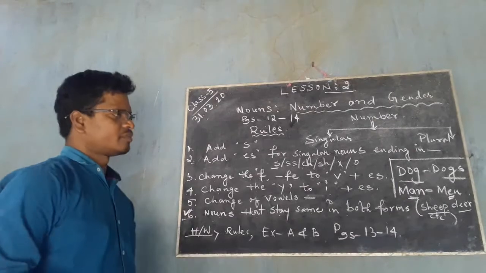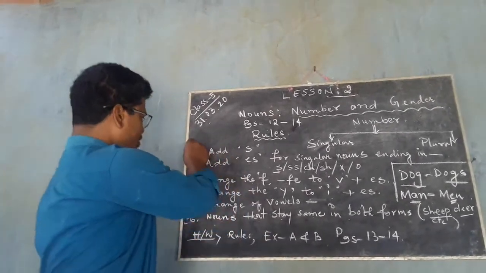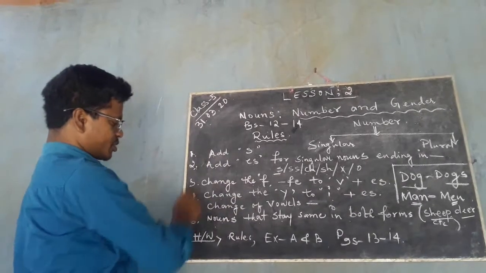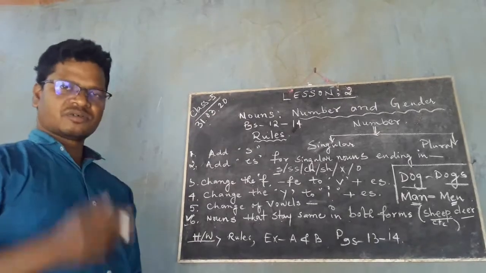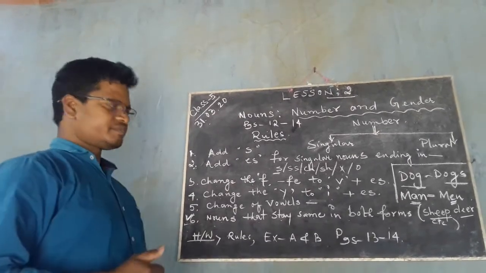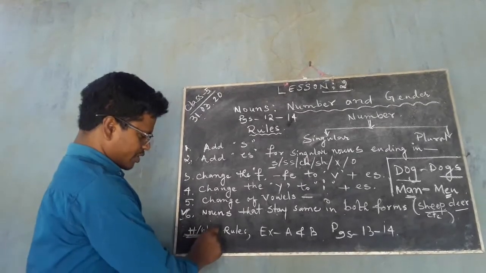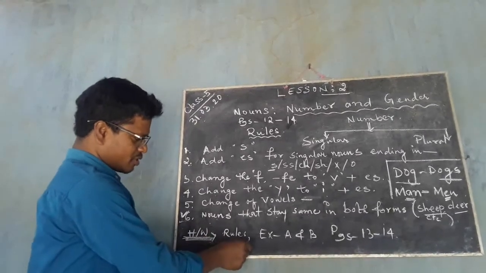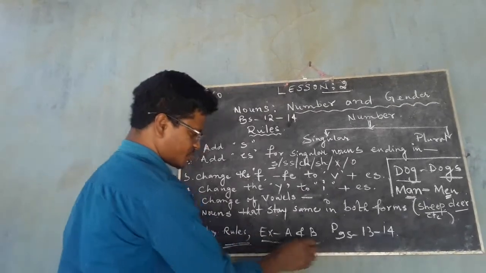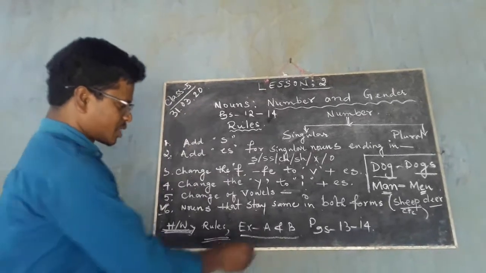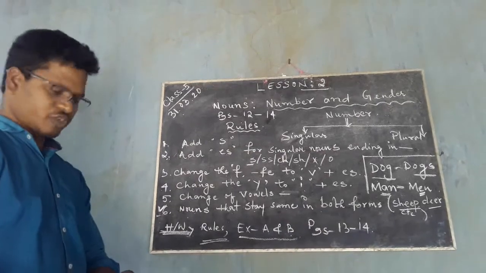So I hope you have understood all these points which I have discussed from 1 to 6. There are 6 points. I want you to write all these rules and learn them. And for your homework, you see, I think it is visible to you. Rules. The rules you have to learn and the exercises. Look at the exercises here. Exercise A and B, pages 13 to 14.